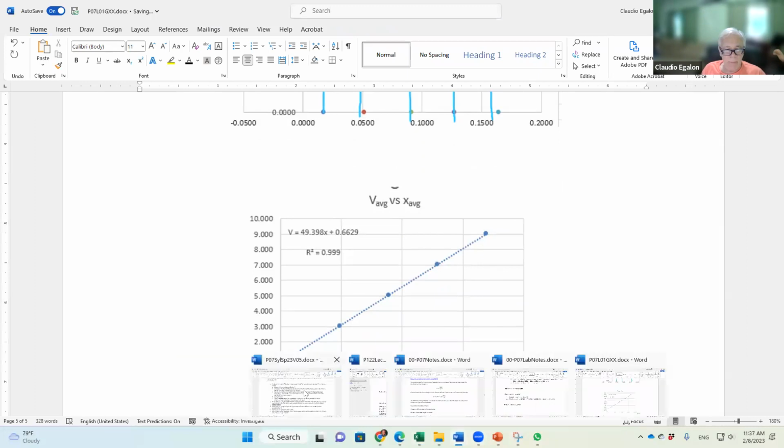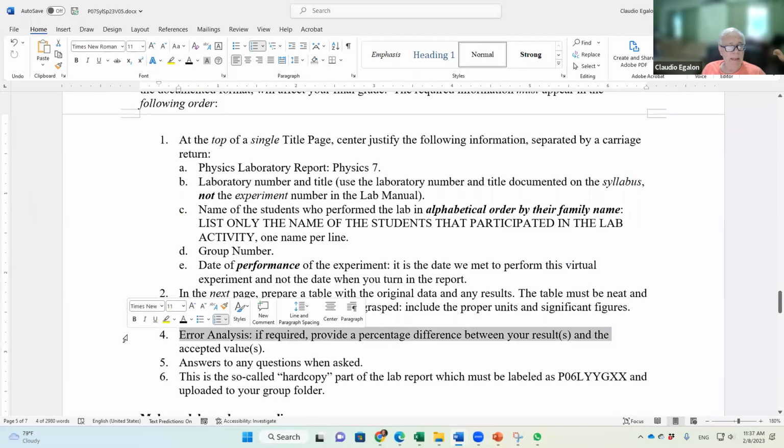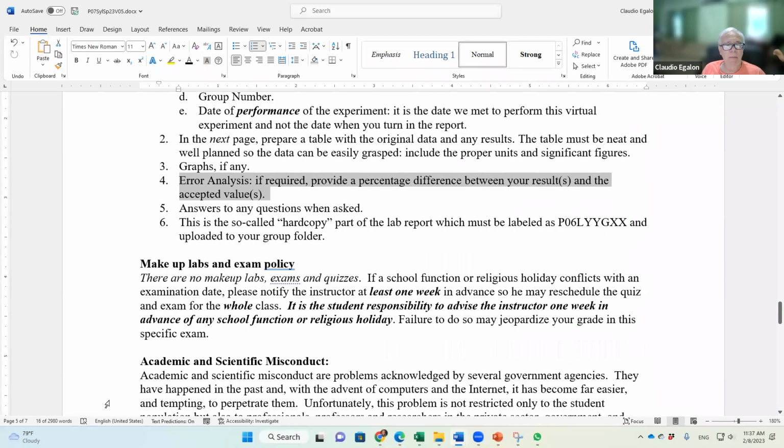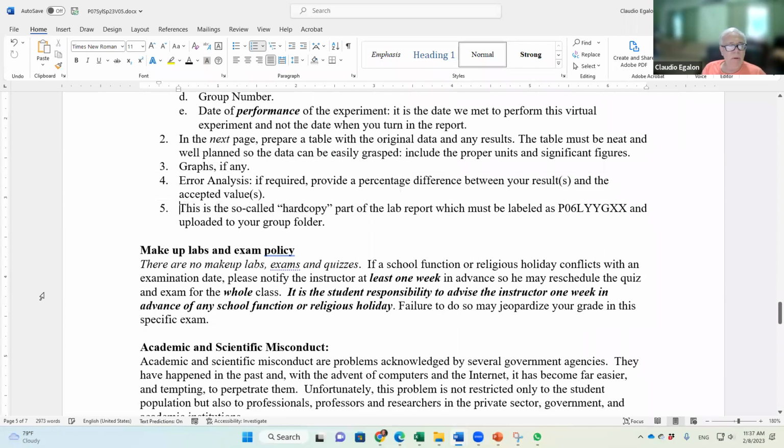What's next? Graph it. Any error analysis, if required, provide a percentage difference between your results and the expected values. Usually this error analysis is in the tables. Answers to any question, there won't be any answer to the question, okay? So you don't have to worry about that. This document is the so-called hard copy, part of the lab report, which must be labeled as P07, lab number, group number, and uploaded to your group folder.